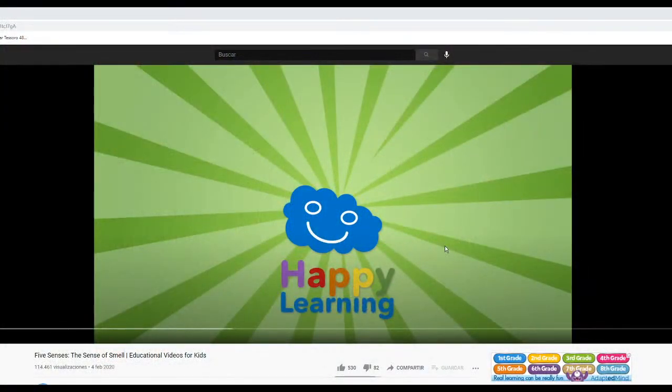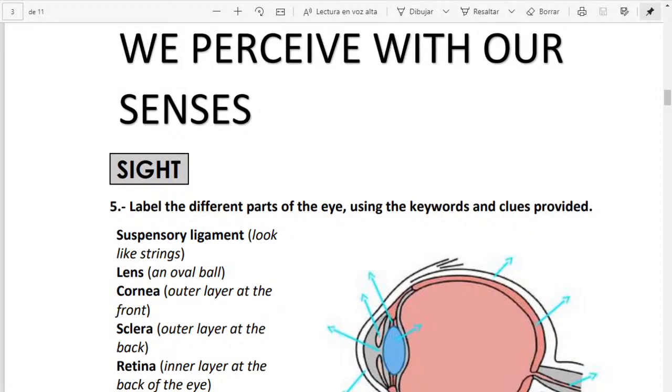Okay, so let's begin. And now, please, go to your notes and try to situate yourself on your page number. Page number. Sorry. Okay, so go there.